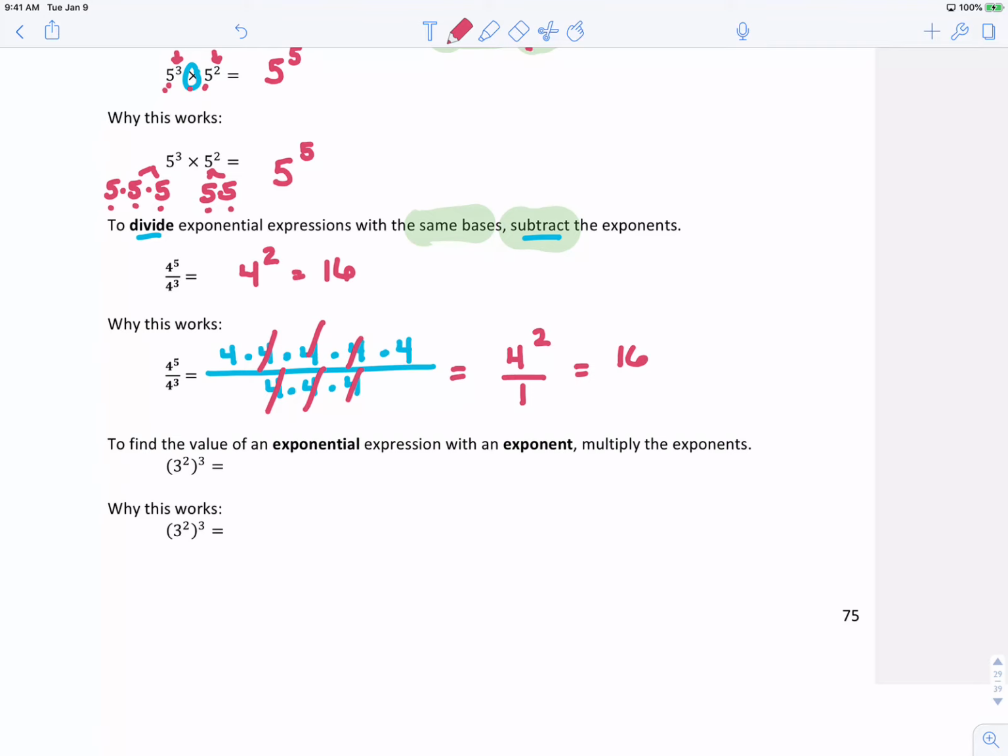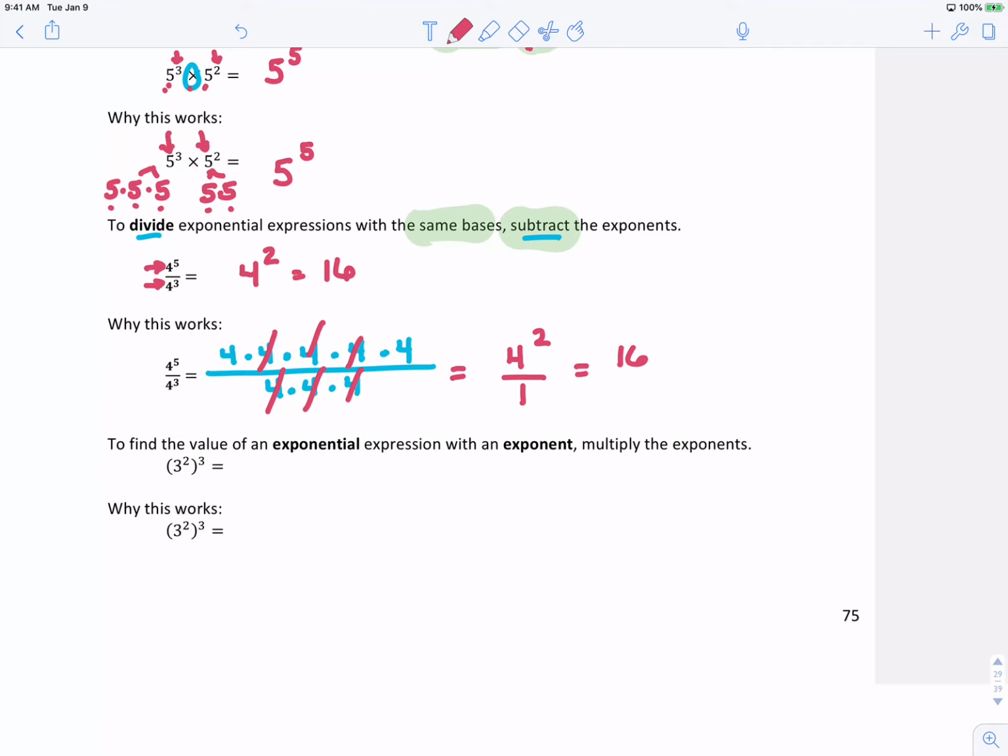Now our next rule is, what if we have something called a power to a power, which means an exponent to an exponent. Technically, I have just one expression, and that's 3 to the second. So I don't need to worry about if the bases are the same or not. But what's important to look at here, what's different from the previous examples, is here we had the base written twice, same base. Here we have just one single expression, but we have two exponents.